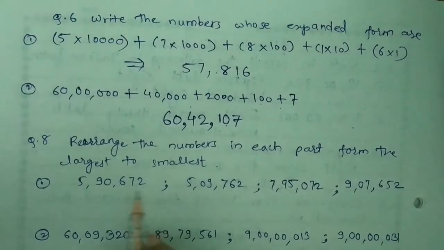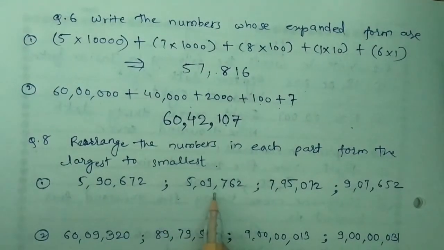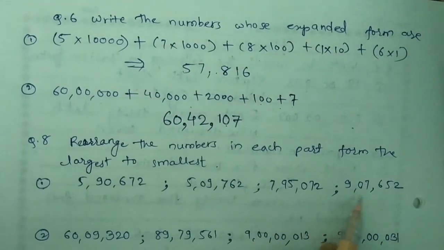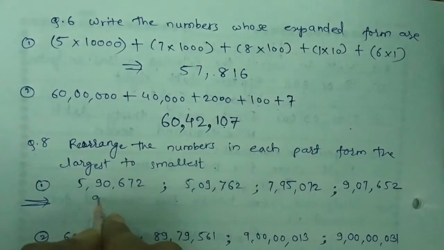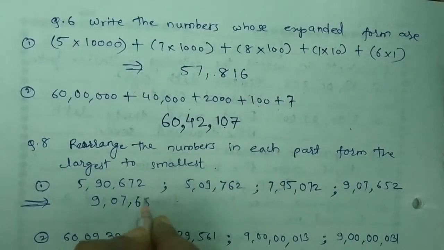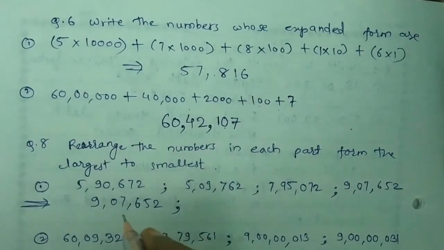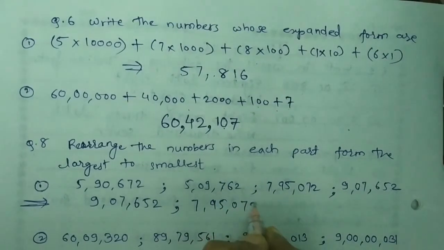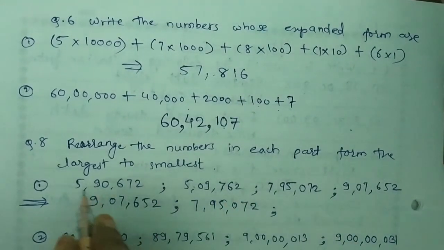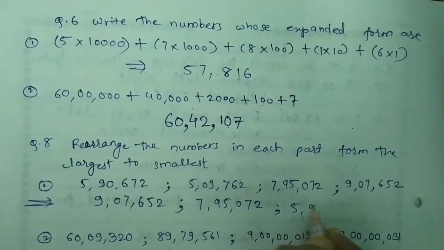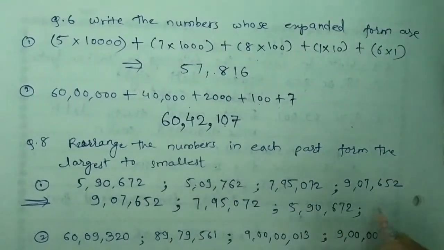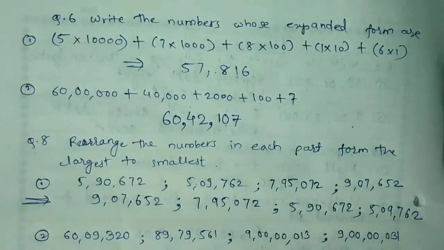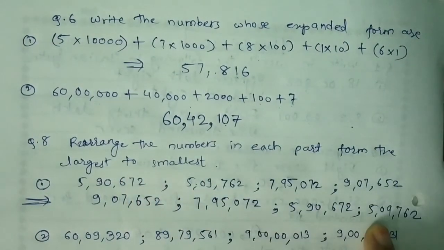So you can see here 5,90,000, 5,09,000, 7,95,000 and 9,07,000. So obviously 9 lakh is greater one. So we'll write down 9,07,652. We'll give a semicolon to differentiate them. Then we'll write down 7,95,072. Then among them we have 5,90,000 greater one. Then 5,09,762. Largest to smallest.